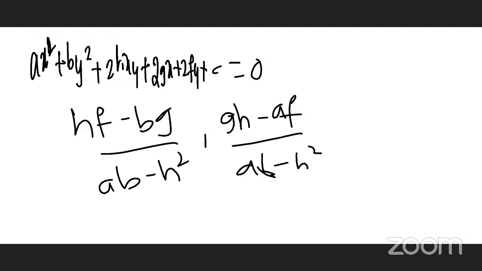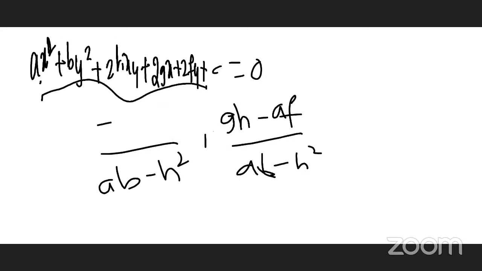That means if this equation is there, ax square plus 2hxy plus by square plus 2gx plus 2fy plus c is equal to 0, and I have to cancel gx and fy, to cancel these two terms, I have to shift my origin to hf minus bg by ab minus h square and gh minus af by ab minus h square. We also learned the proof of this one.